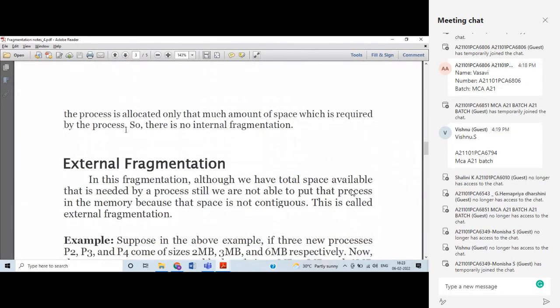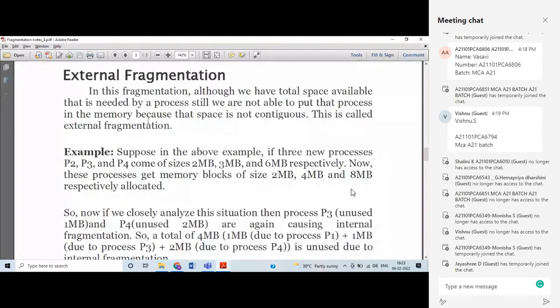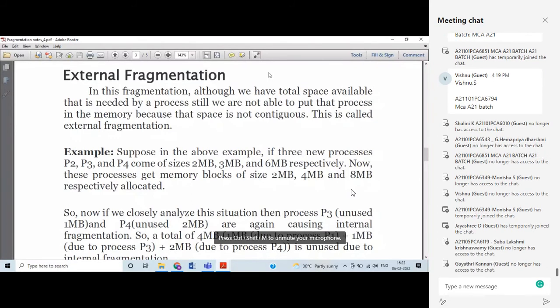In dynamic partitioning, the process is allocated only that much space which is required by the process. So there is no internal fragmentation. So this is one solution. And now external fragmentation. The second type of problem is external fragmentation.